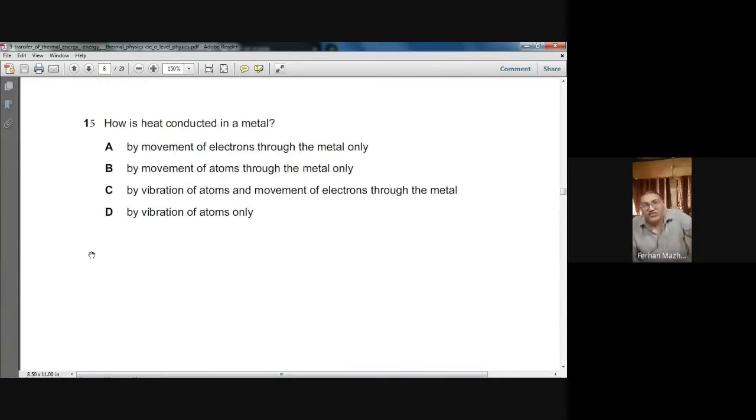Question number 15 is on your screen. How is heat conducted in a metal? In a metal, by the process of conduction. And conduction is done by two things: vibration of atoms and the movement of free electrons through the matter. So what's the option? C. C is the best option, by vibration of atoms and movement of electrons through the metal.